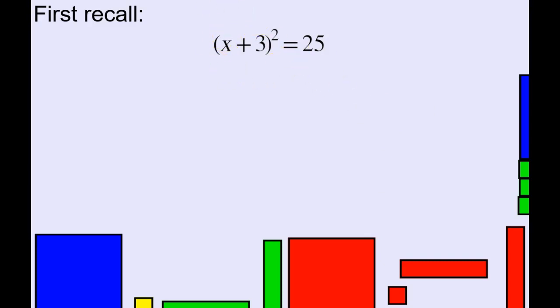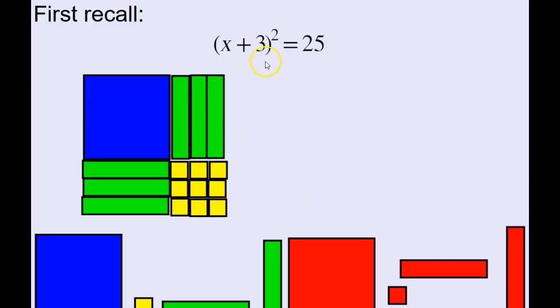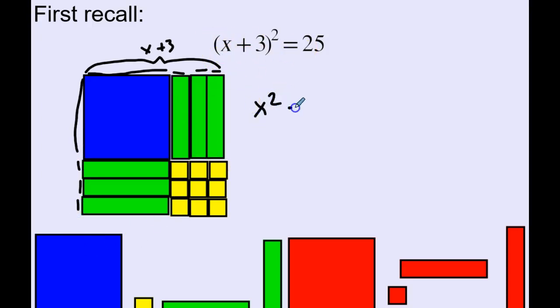So we have x plus 3 squared equals 25. If we drag this out with algebra tiles, that would look like this, right? X plus 3 squared. We have literally a square that is x plus 3 long. On the top, it has a width of x plus 1, 2, 3, and a height of x plus 1, 2, 3. So essentially what this says right here is x squared plus 1, 2, 3, 4, 5, 6x plus 9 equals 25.